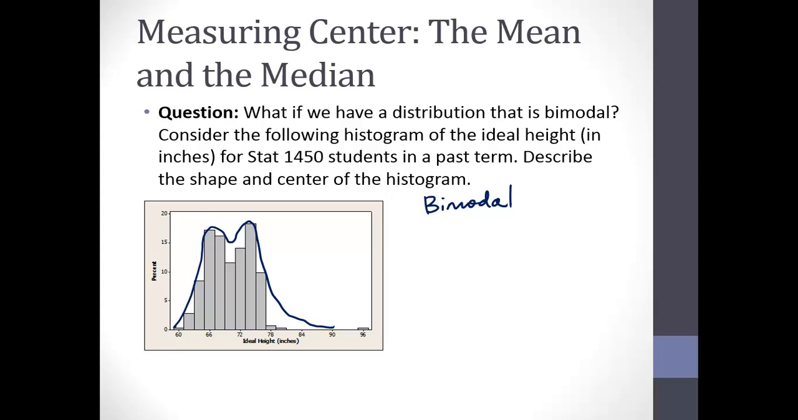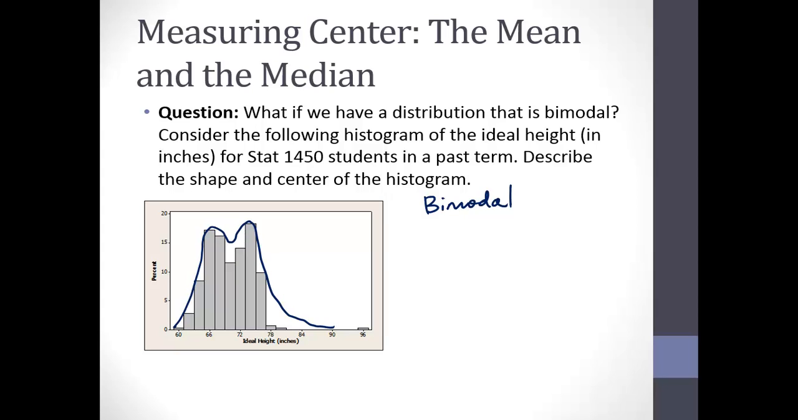So if I could ask you guys a question: why would you expect this to be bimodal? Why would you expect this histogram to look like it does? Right, okay, so we have both males and females in this class. Most likely you would expect that males would, on average, have their ideal height be a little higher, and for females their ideal height would be a little lower. So that's why this bimodal shape is not surprising.